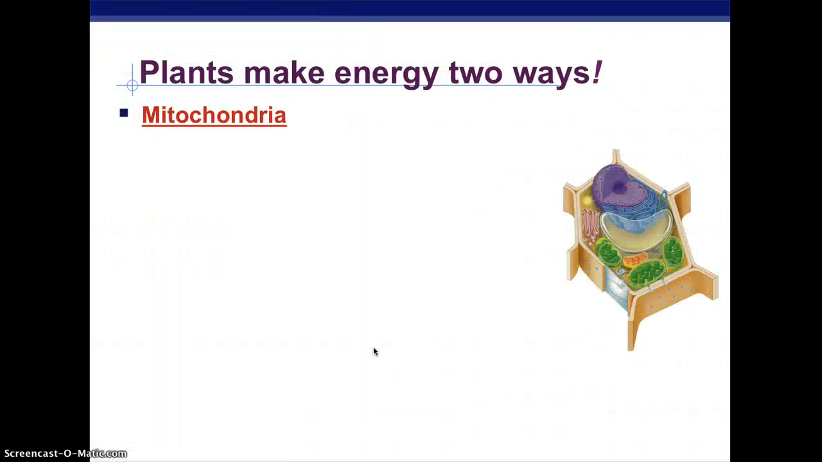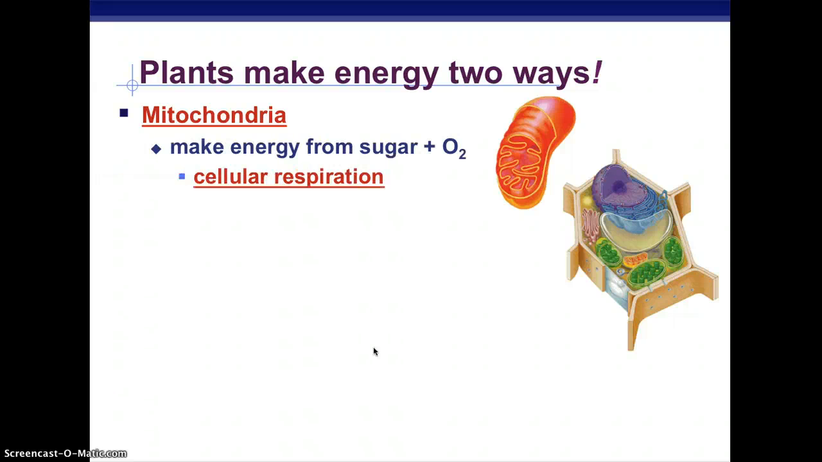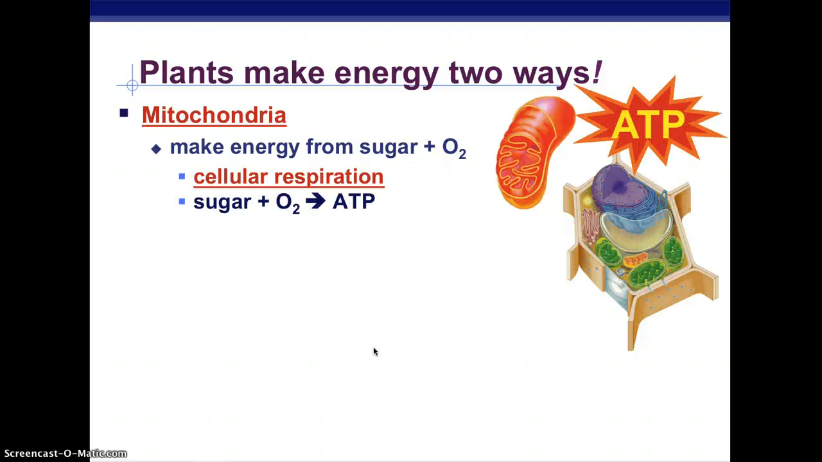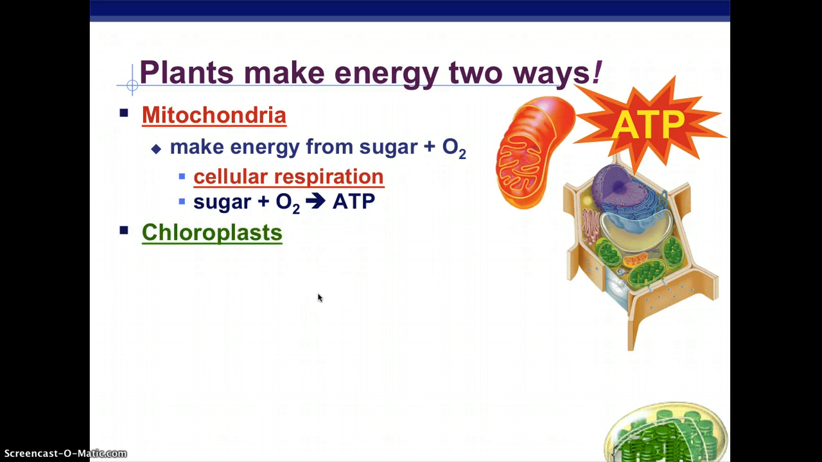Plants actually make energy two ways. Plants also have mitochondria, just like animal cells do. They do cellular respiration, just like animals do. It's just that animals get their sugar by eating, whereas plants get their sugar from a process called photosynthesis, and that's where chloroplasts come in.